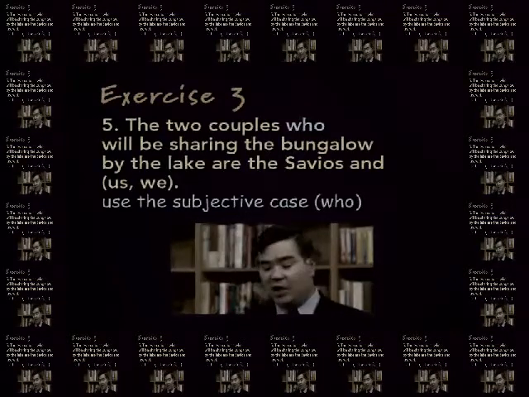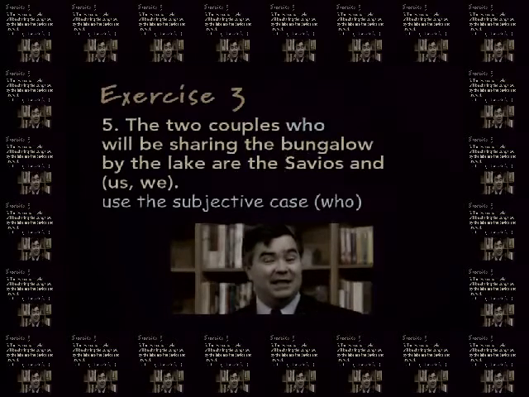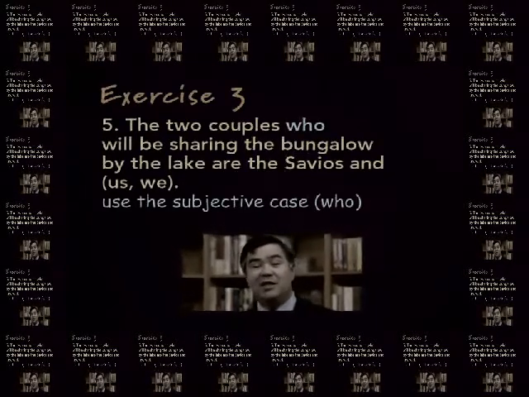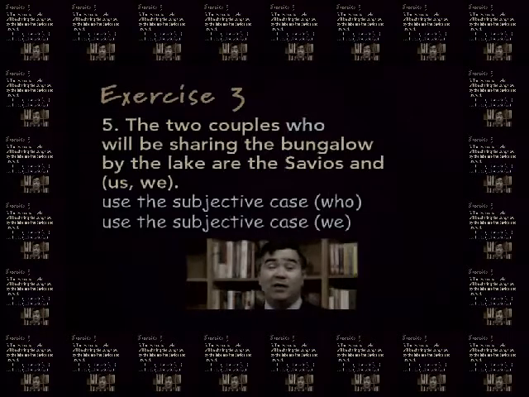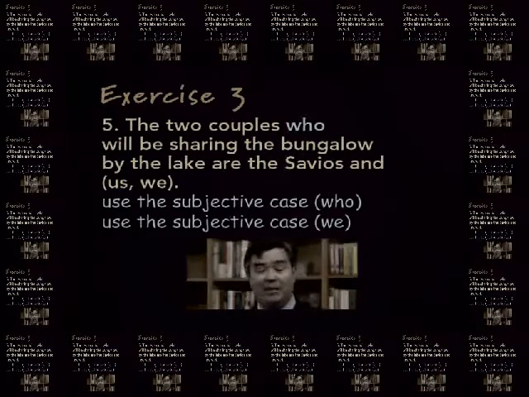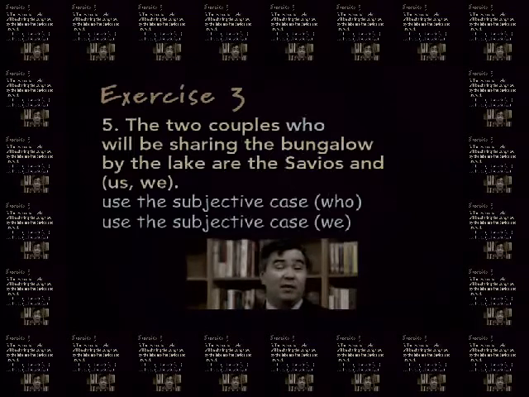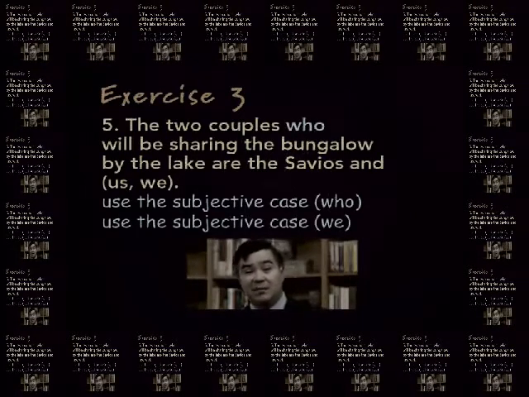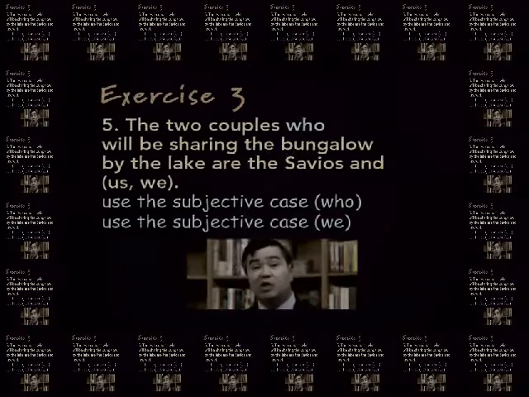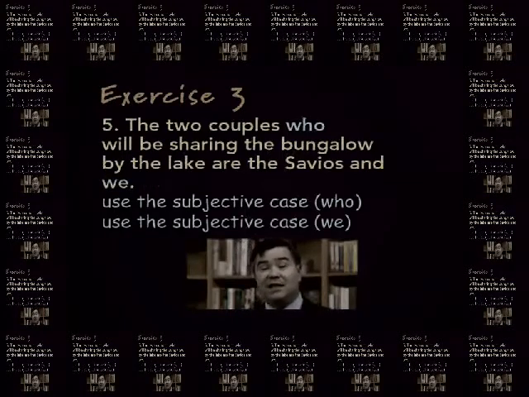Since the Savios and us or we is the subject complement, we need to use the subjective case of the pronoun, just as we would if it weren't compound. In other words, if the Savios were out of the picture and if we were the only ones in the cabin or in the bungalow, we would treat this as a subject complement and therefore use the subjective case pronoun. So we, the subjective case, is correct.